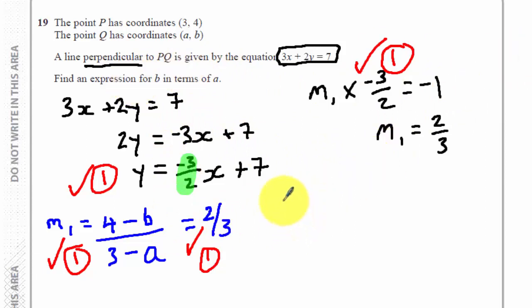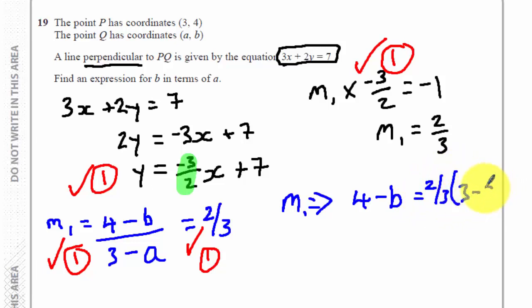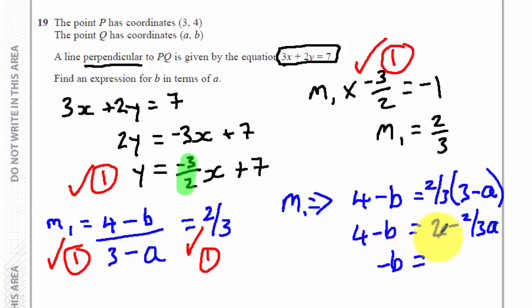So to start with, I'm going to multiply both sides. So I've got 4 minus b equals 2/3 of (3 minus a). So if I just expand this bracket, 2/3 of 3 is 2, and 2/3 of minus a is minus 2/3 of a. I'm going to subtract 4 from both sides. So 2 take 4 is -2, minus 2/3 of a.